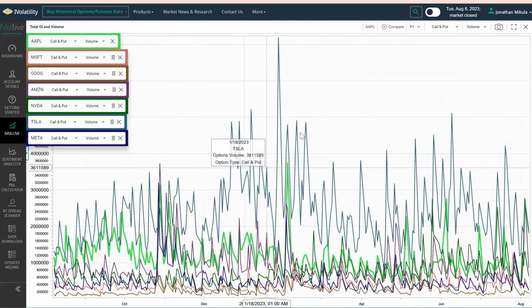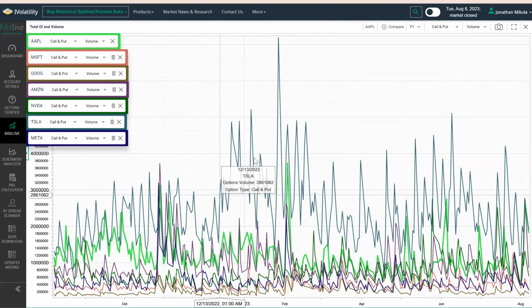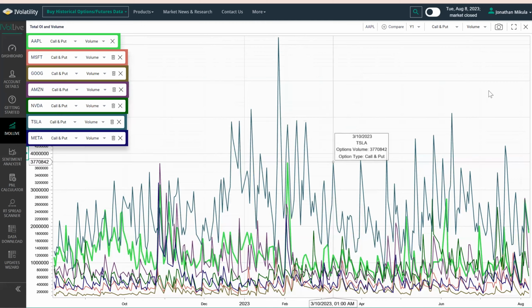So this is also a very interesting chart, because when you're looking at a different peer group, in this case tech, you could see where most of the action tends to be.